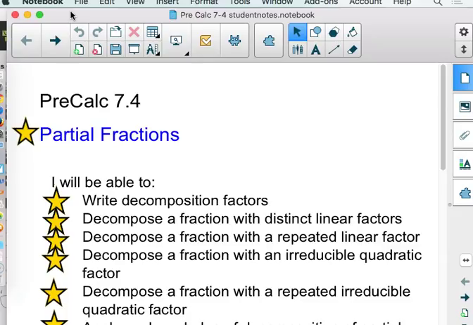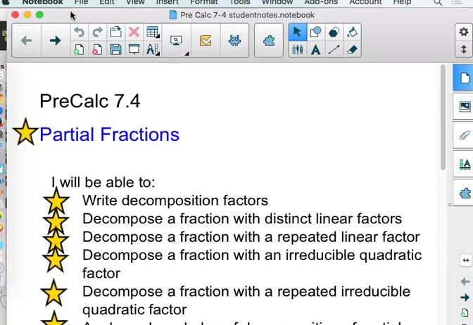Now on to the lesson. 7.4 is about partial fractions, and this is really gearing us up for calculus because there are times when we have to decompose a function so that we are able to do all of the math that we need to do in calculus.